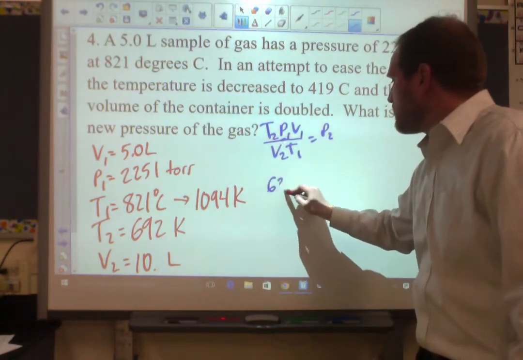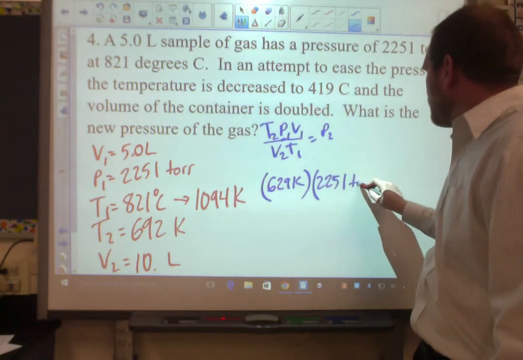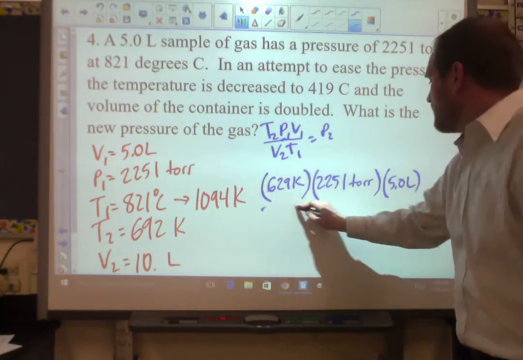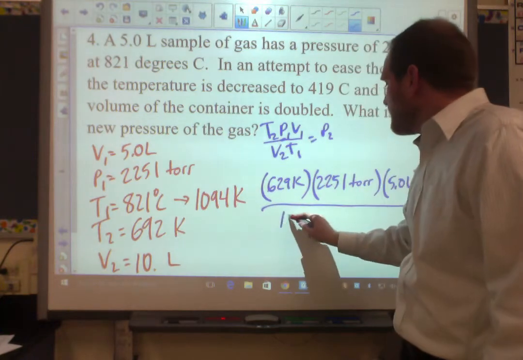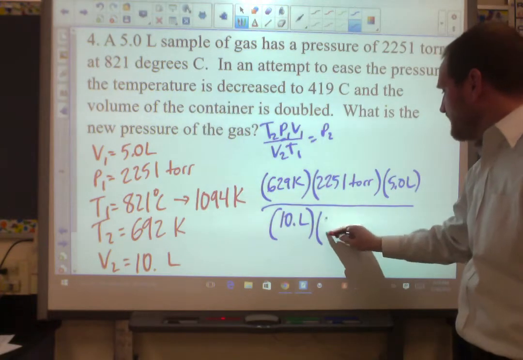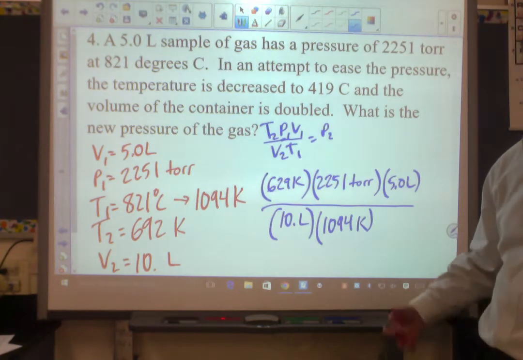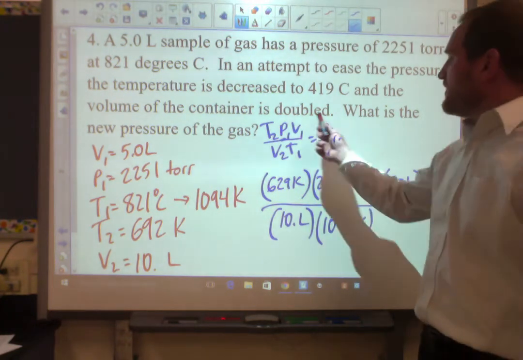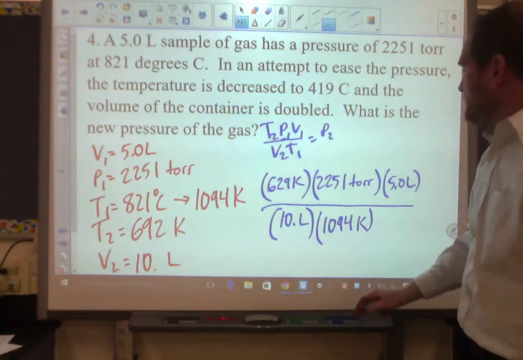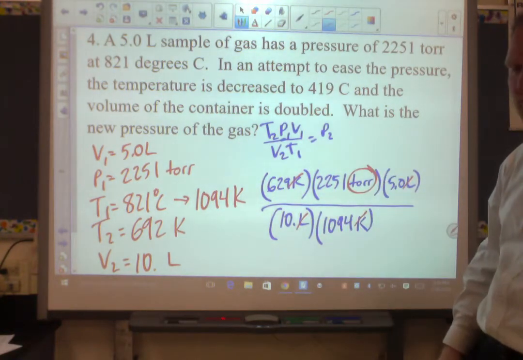Okay, so let's plug everything in. T2, 629 Kelvin. P1, 2251 torr. V1, 5.0 liters. V2, 10. liters. T1, 1094 Kelvin. Notice it didn't say anything about number of particles, so we have to assume that that's held constant. Remember, in order for this to be a correct formula, it has to be held constant. Okay, let's check our units. Kelvin cancels Kelvin, liter cancels liter. We're left with torr. Does that make sense for pressure? Yes, it does.